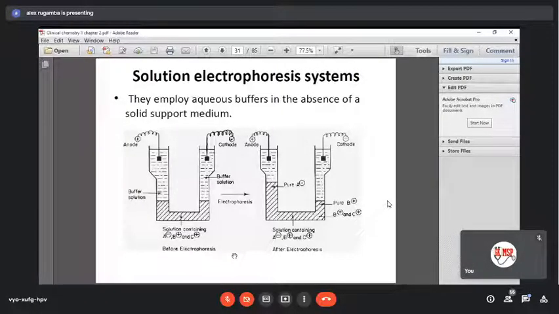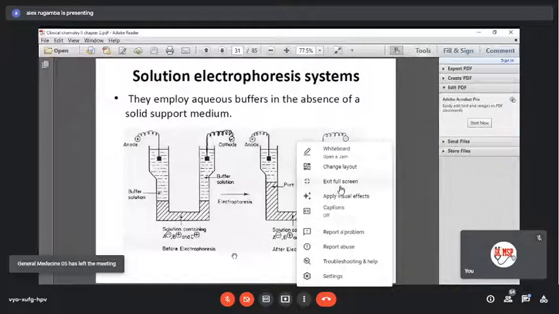Some proteins are negatively charged or positively charged, but mainly they are negatively charged. Why are proteins negatively charged? Can someone give the answer? If you give the answer to that question, I will give you five marks in CAT. Come again. Why are proteins negatively charged?